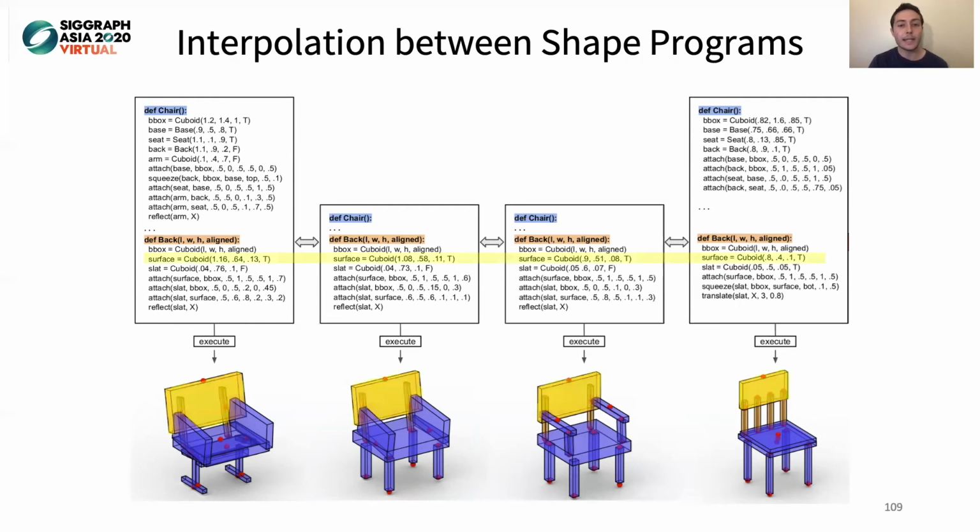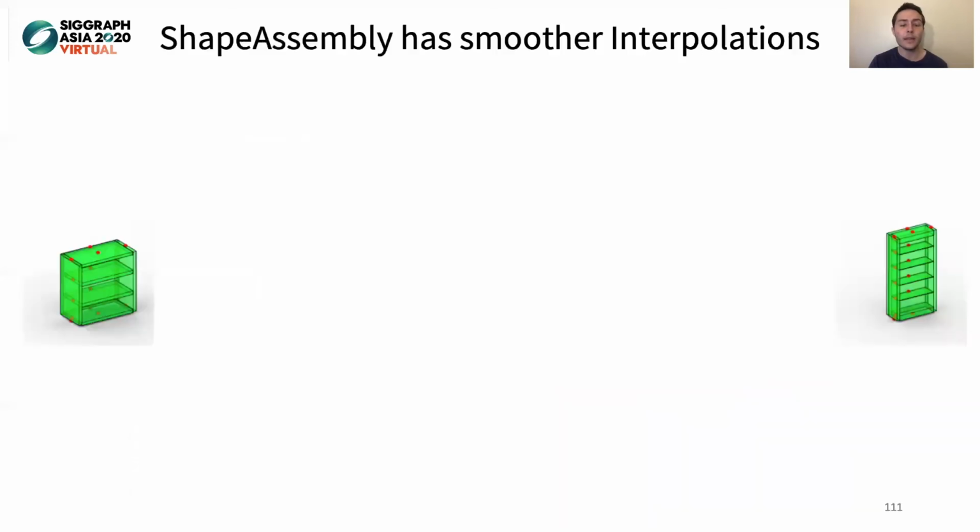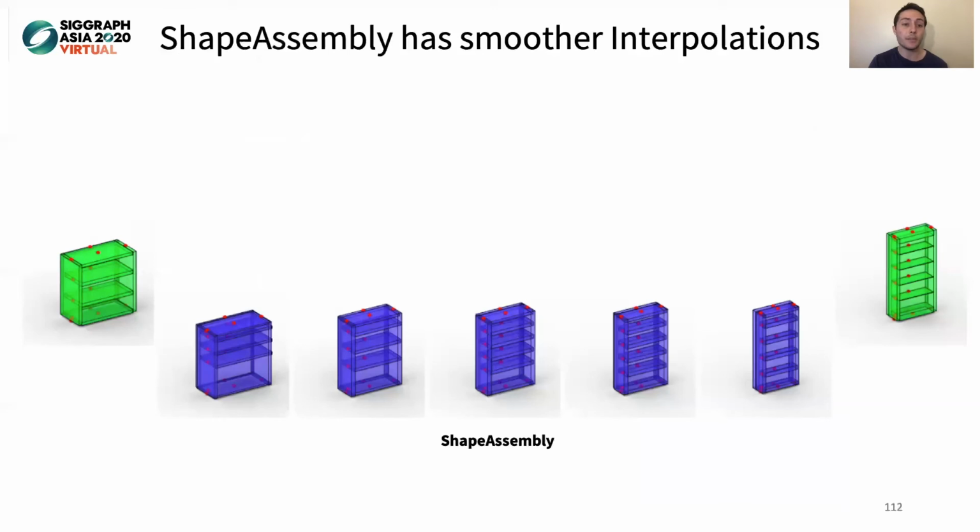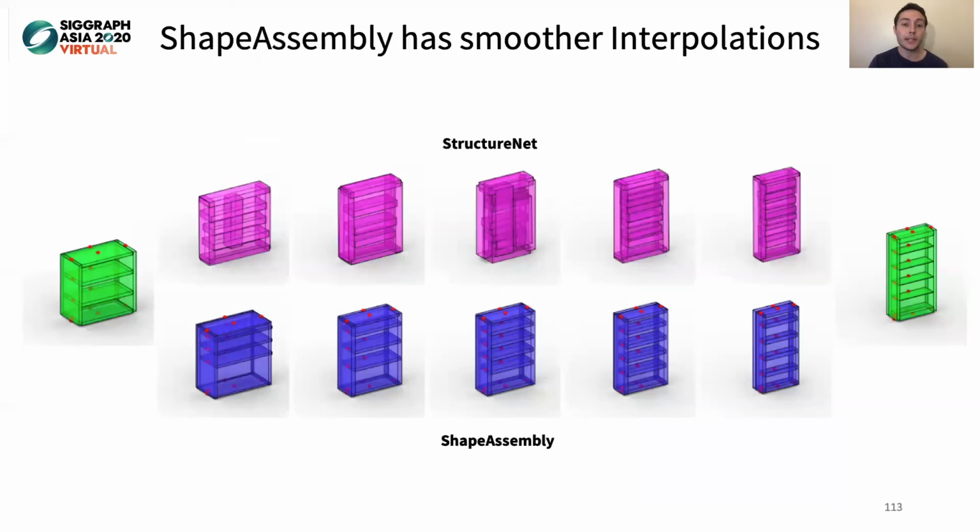For instance, as highlighted in the yellow line, the part dimensions of the back surface gradually decrease. On the other hand, as shown in the green highlight, once the height of the back surface becomes too small, a semantic discrete transition is made, and the reflectional symmetry group of 2 back slats becomes a translational symmetry group of 4 back slats. We can also compare our interpolation sequences between ground truth shapes from the validation set. Here is the ShapeAssembly sequence, and here is the StructureNet sequence.